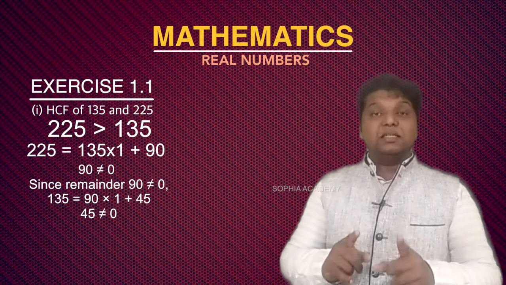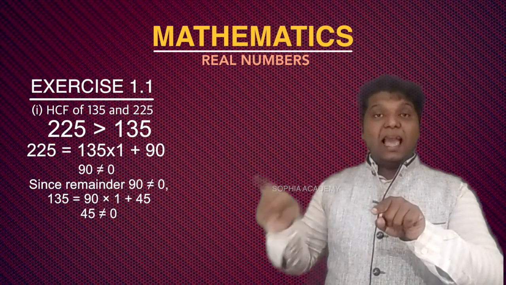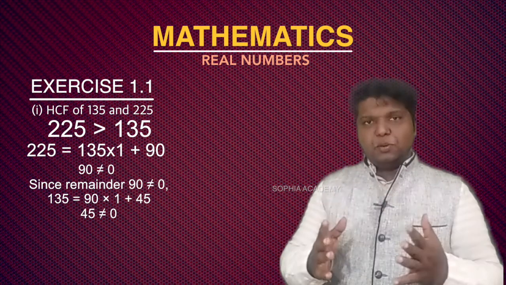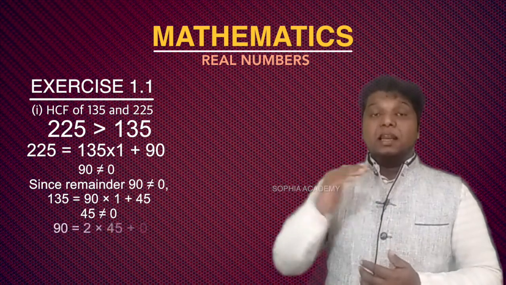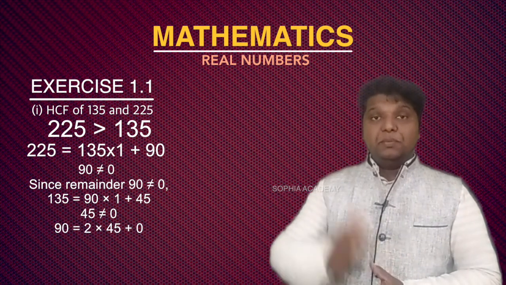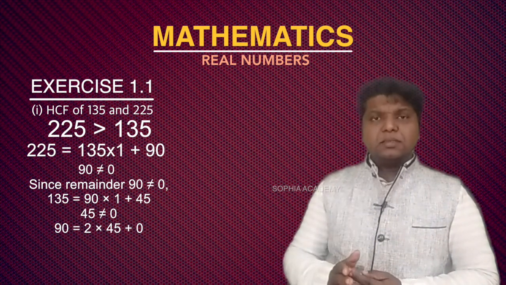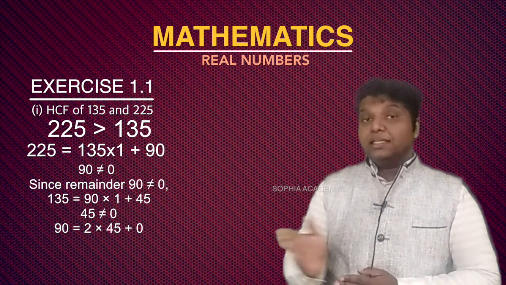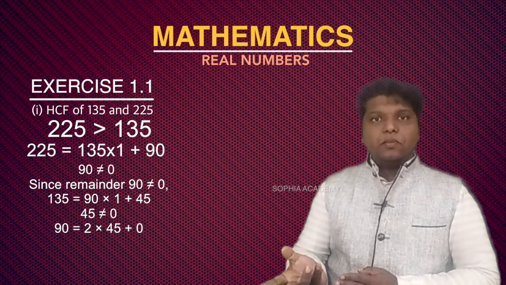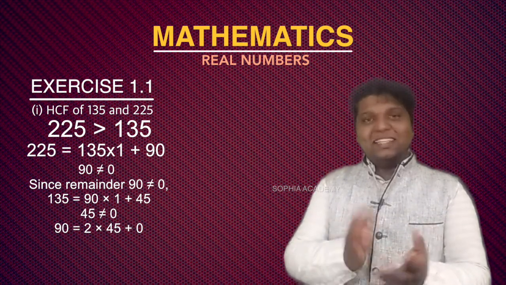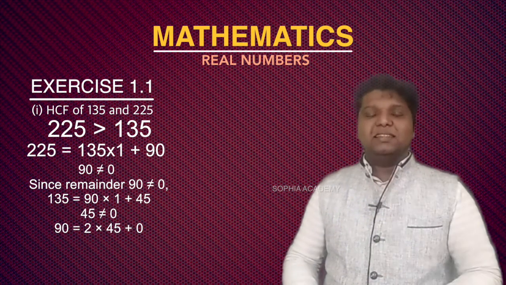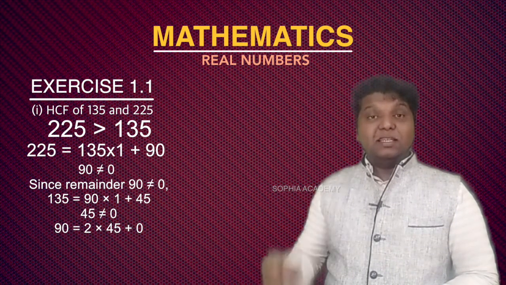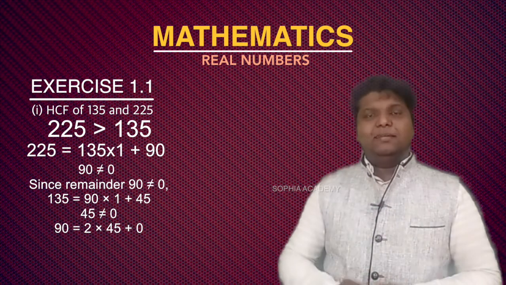With which numbers? Now it is 90 and 45. With 90 and 45 you have to continue this same process. Start. 90 is equal to 45 into how many times? 2 times, right? 45 into 2 plus what is the remainder? 0. Oh, you got 0 as the remainder. That means you have to stop right here. I told you, when you get a remainder of 0, you have to stop right there.